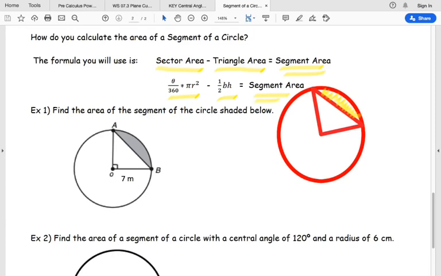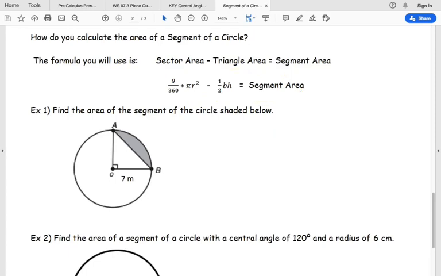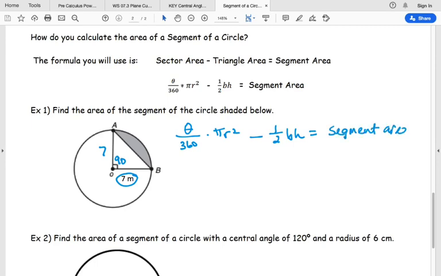All right, let's do an example. Let me clear that off. So here in this picture, we've got a radius of 7. Every radii in a circle are the same, so this radius is also 7. So what we're going to do, we also know that this angle right here is 90 degrees. So first we're going to find the sector area. We're going to do theta divided by 360 times pi r squared. And then we're going to subtract from that the area of the triangle. And that will equal the segment area that we're trying to find.